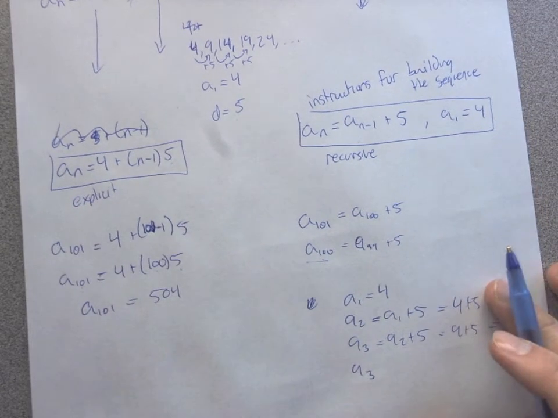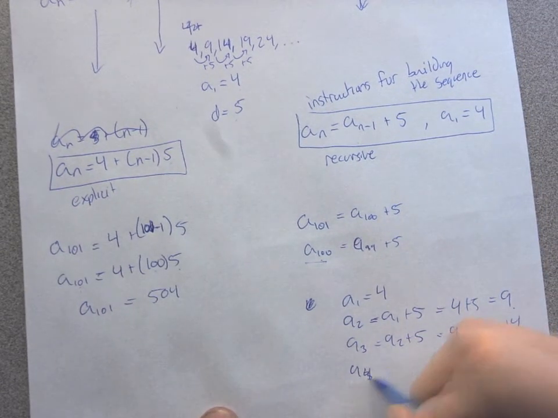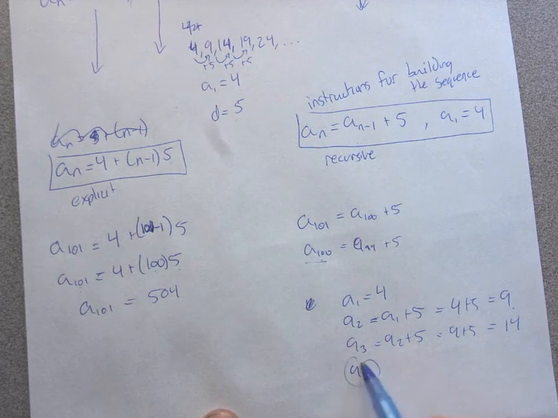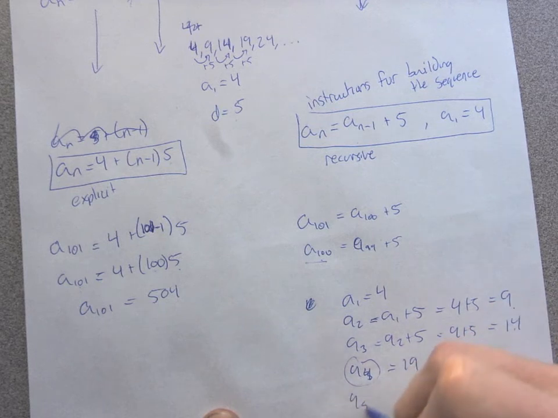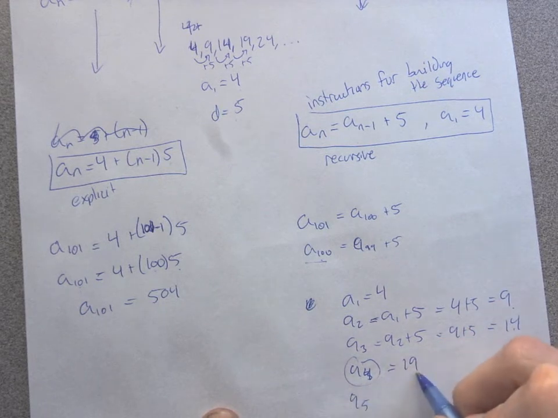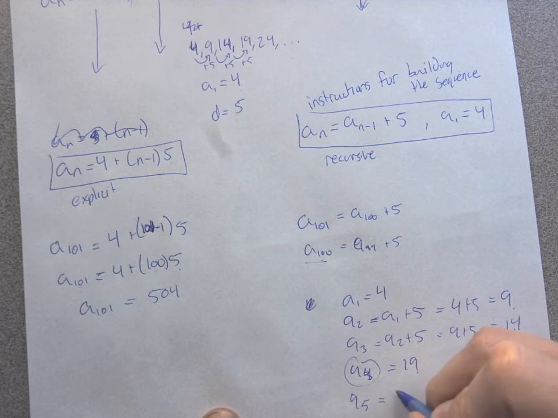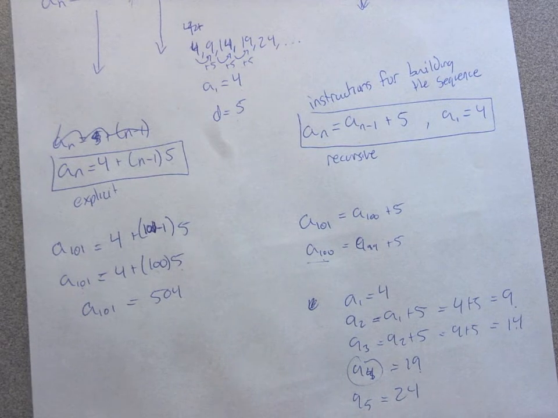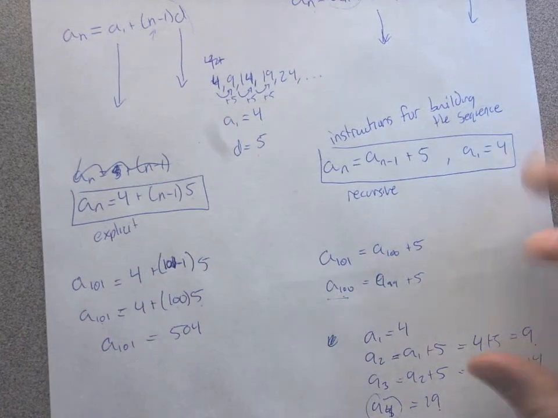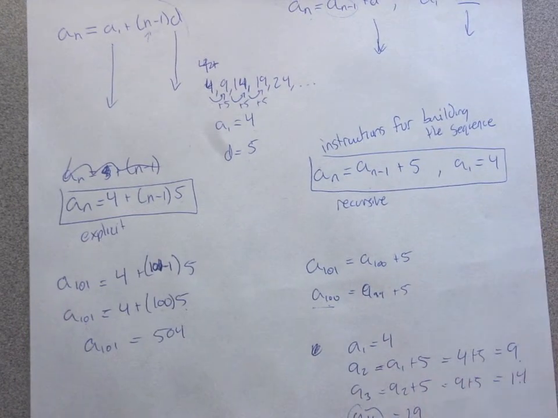And all this is saying is, if you want a4, you've got to take a3 and add 5 to it. So that's 19. If you want a5, you've got to take a4 and add 5 to it. I keep saying 4, sorry. So it's 24.